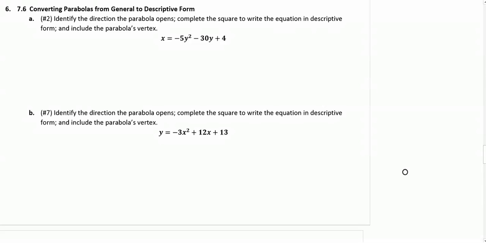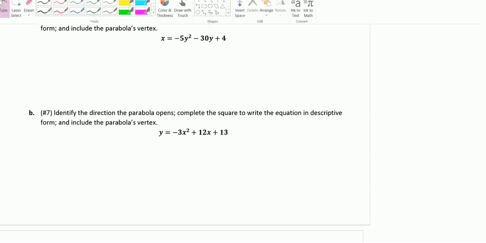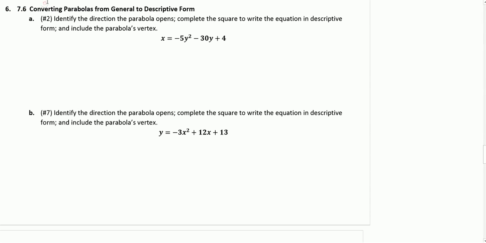Number 6 is taken from section 6, converting parabolas from general to descriptive form. And part A is from number 2 on our worksheet 6. It says to identify the direction the parabola opens, complete the square to write the equation in descriptive form, and include the parabola's vertex. So notice we got two variables, x and y.